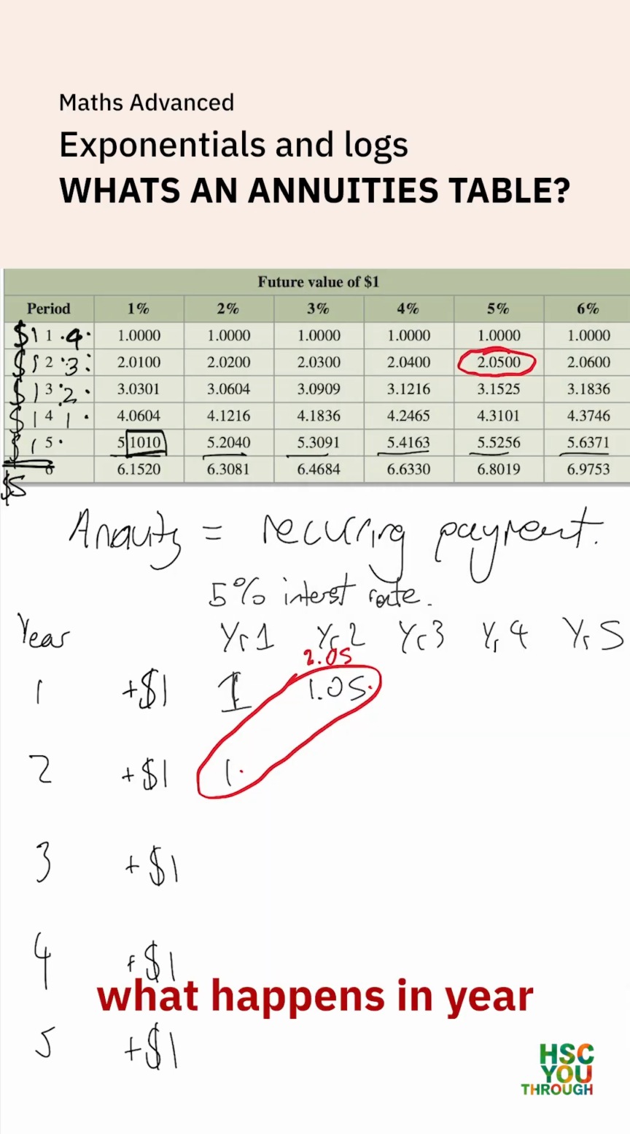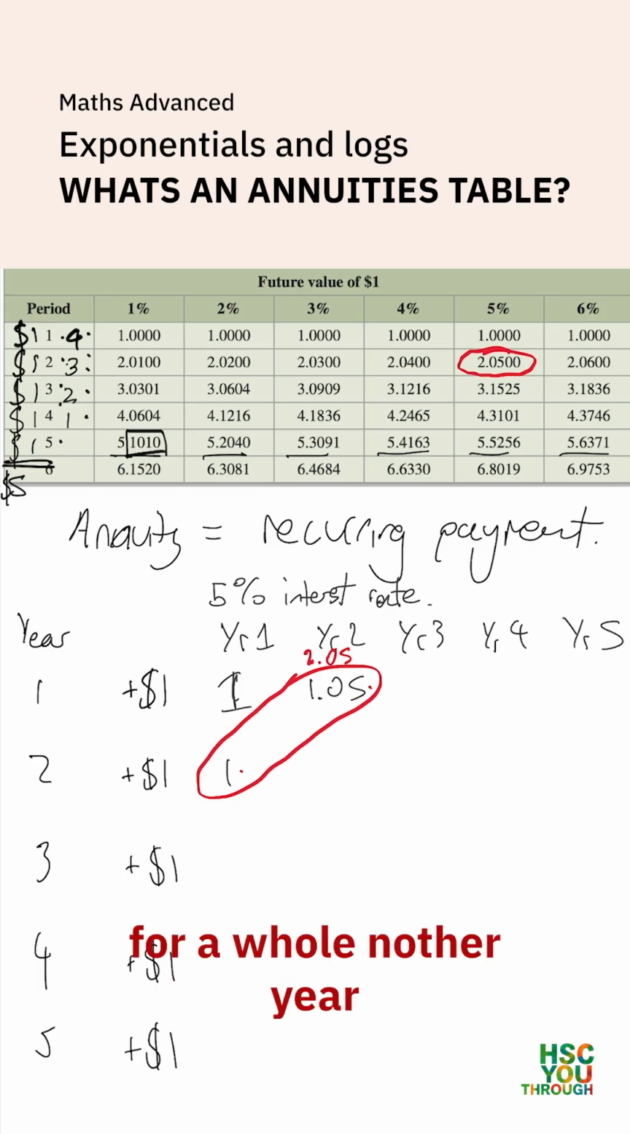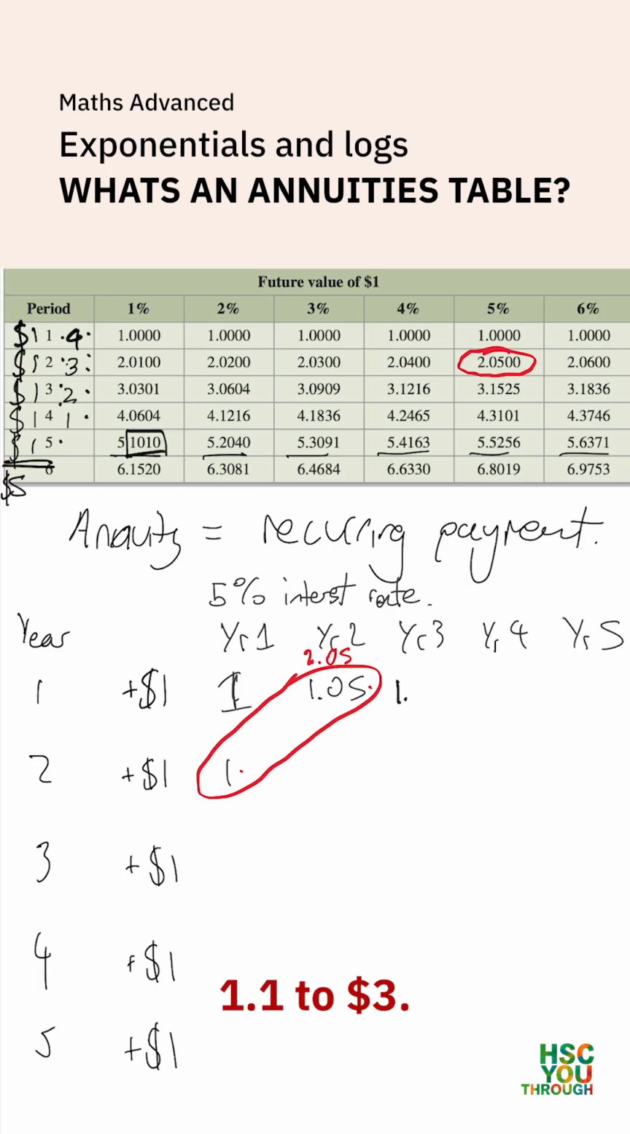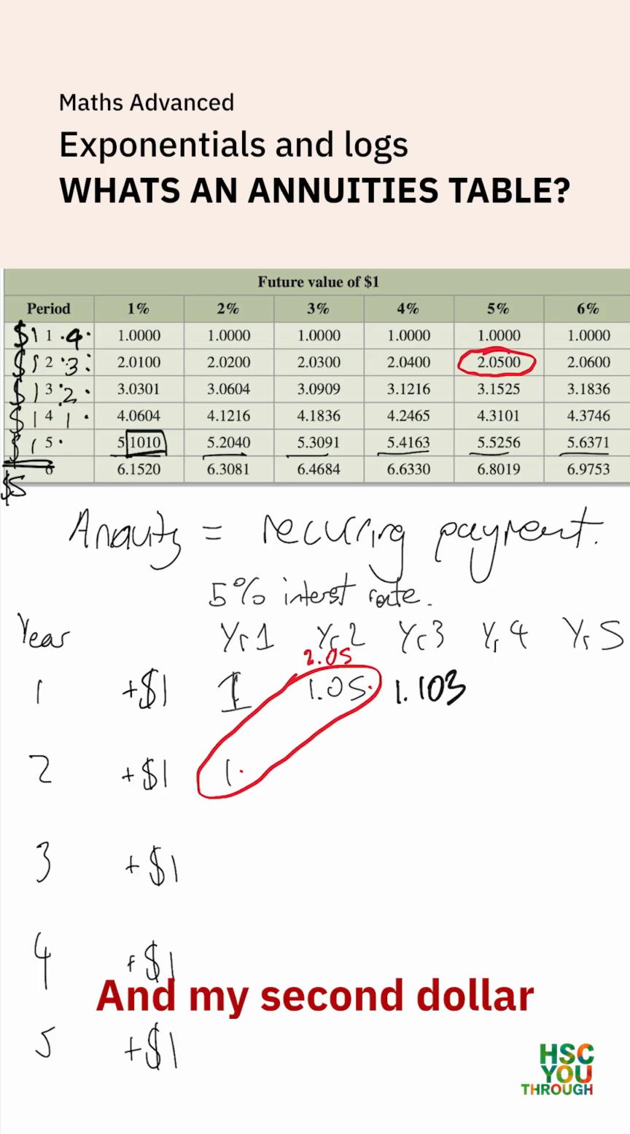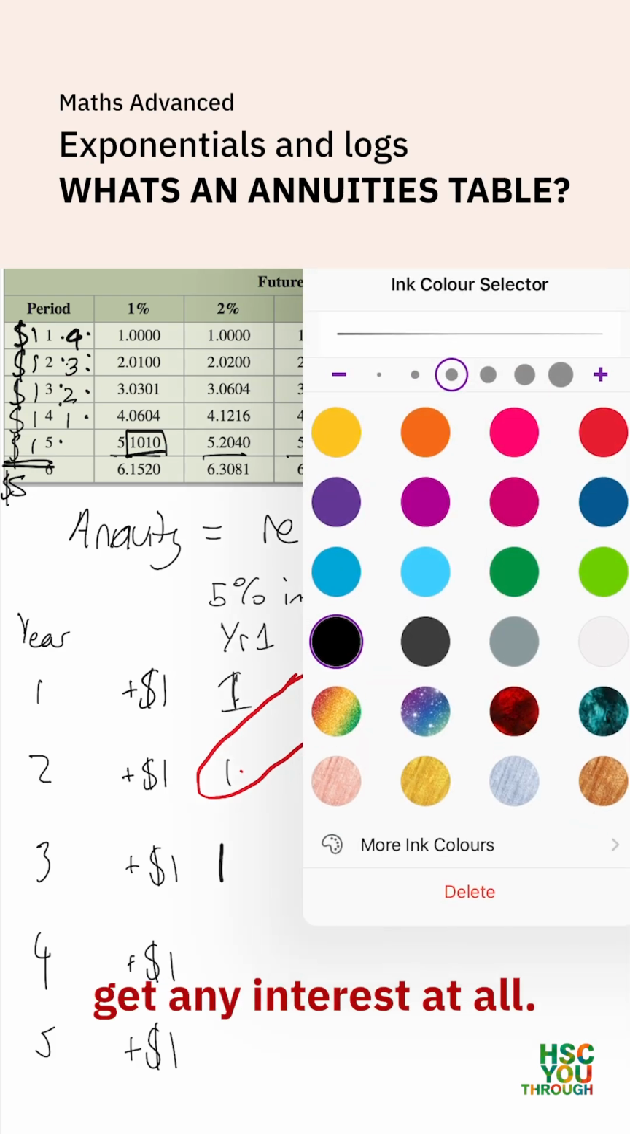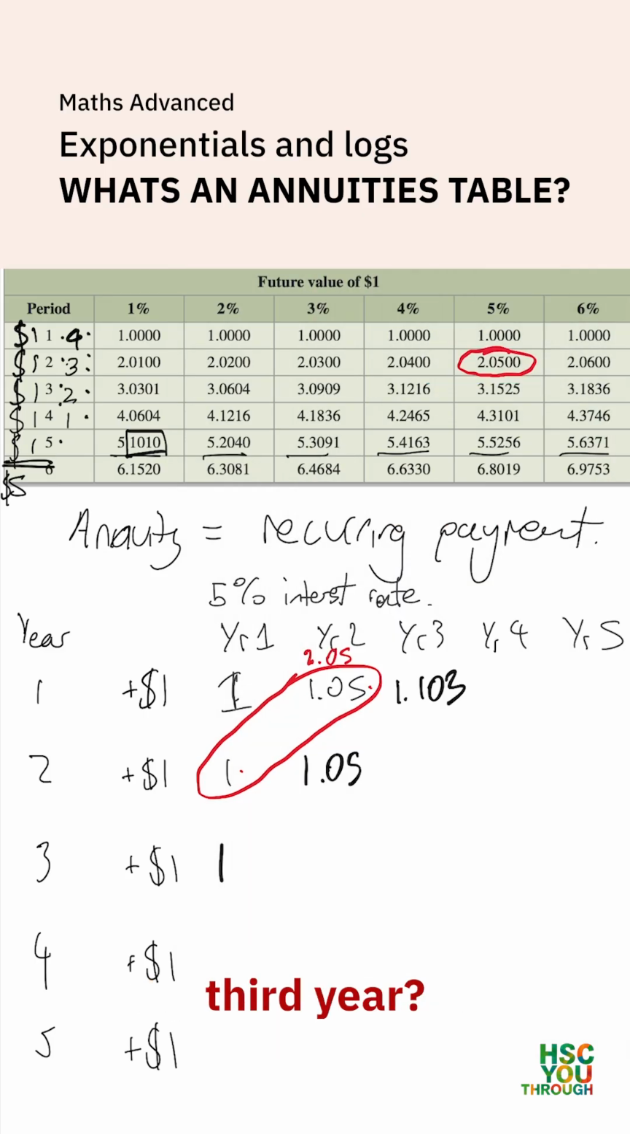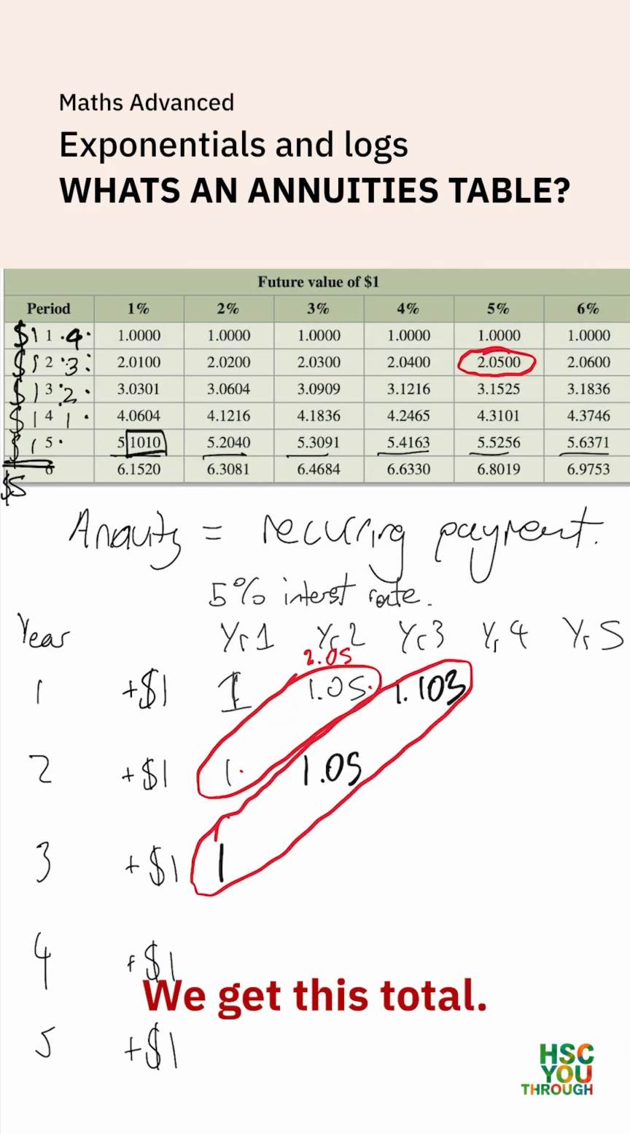Now, what happens in year 3? Well, my first dollar gets to sit in there for a whole nother year and it becomes $1.103. And my second dollar gets to sit in there for a full year, so it accumulates 1 year's worth of interest. And my third dollar gets in there at the end of the year, so it doesn't get any interest at all. So what do we get by the end of the third year? We get this total. What is that total? Well, it's actually $3.1525, rounded up, which you can see is the sum, and that's exactly what is in the table there again.